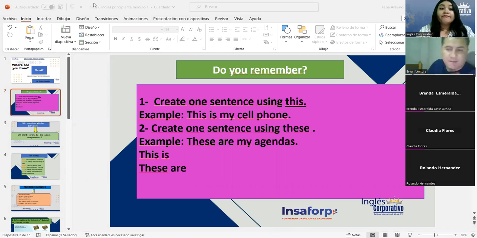Miss, I have a question. Yes, I hear you. En este caso, sí se podría hacer la oración, these are my sunglasses. No. Exactly, ahí se aplica. These are my sunglasses. Ah, okay. Thank you. Very good, there you go.